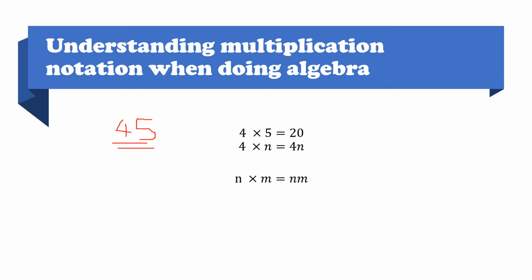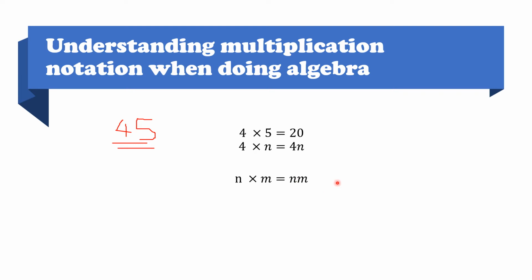Good. Then we have, of course, we could have two unknown variables being multiplied, two unknown constants. So here we have n times m, and that is the same as nm. You could say nm, and once you say nm, that means that you are multiplying. Multiplication is taking place here. Although there is no sign, there is multiplication taking place there.